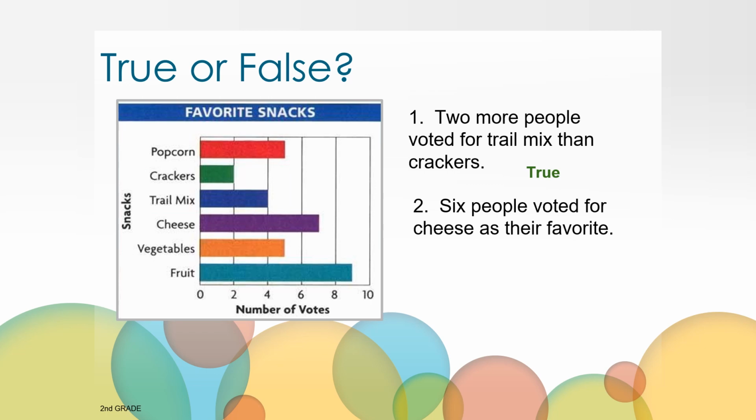Number 2. 6 people voted for cheese as their favorite. Is this true or false? This statement is false. The bar showing the votes for cheese stops between the 6 and 8. 7 comes in between those numbers, so 7 people voted for cheese as their favorite.